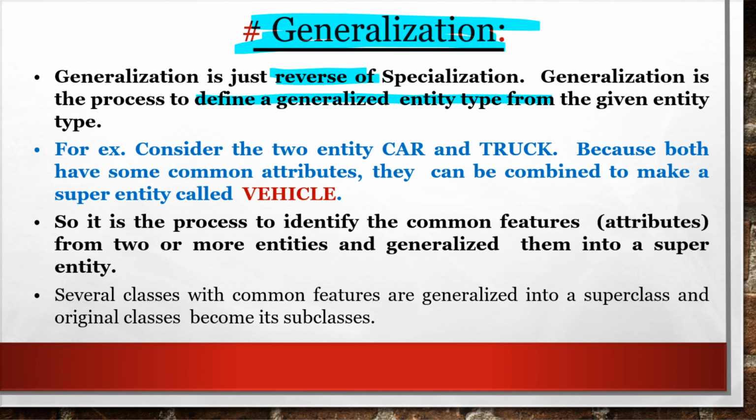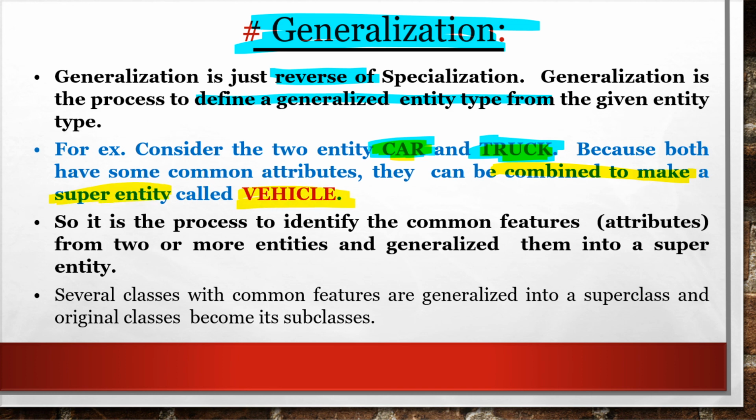Here we are having the reverse process, meaning from the specialized entities we are going to the generalized entity. So this is generalization. For example, if we have two entities, one entity as car and one entity as truck, both car and truck are having some common features. So we can find out the common features among these two entities, and all those common features can be combined to make a super entity called vehicle.